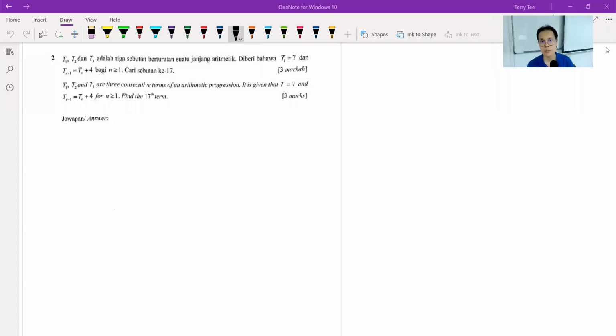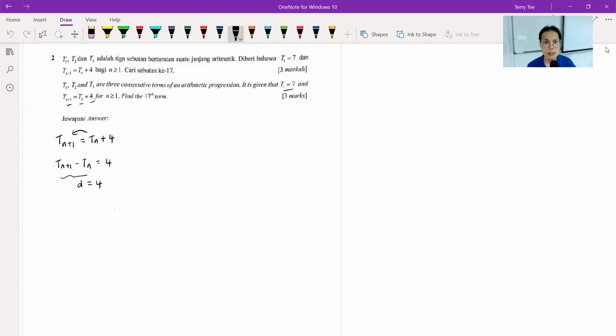Okay, question number 2. This is from the chapter progression. In fact, this is an arithmetic progression. T1, T2, T3 are the first 3 consecutive terms of an arithmetic progression. It is given that T1 is 7 and Tn plus 1 is Tn plus 4. So what is the meaning of this? Actually, this itself tells us that your common difference is 4. If you don't understand the meaning here, Tn plus 1 equals Tn plus 4. If you bring this over, this is Tn plus 1 minus Tn, isn't it? It's like T2 minus T1, or T3 minus T2, where n is a positive integer. So this actually represents your common difference. Your common difference is 4.